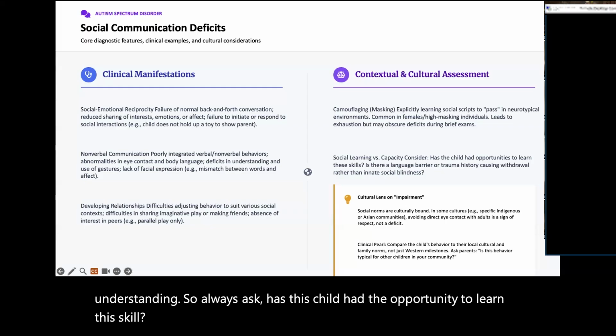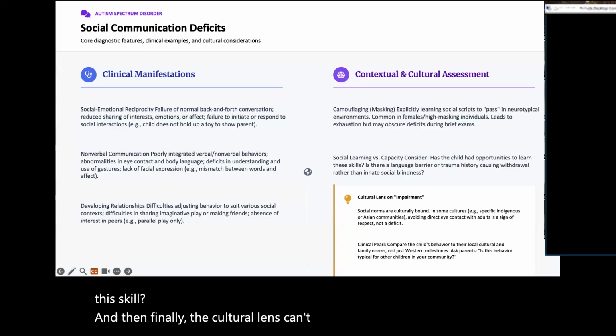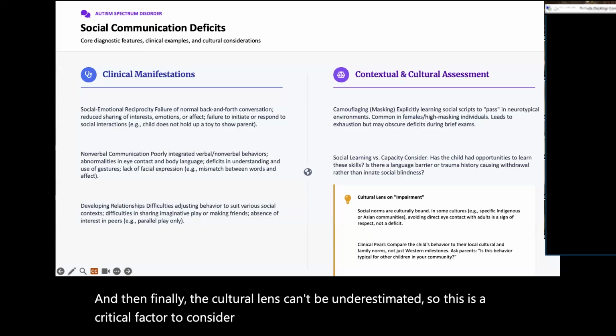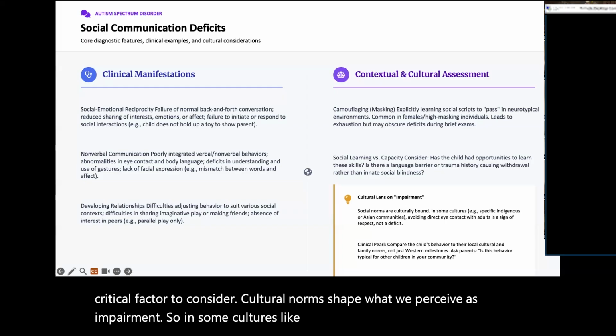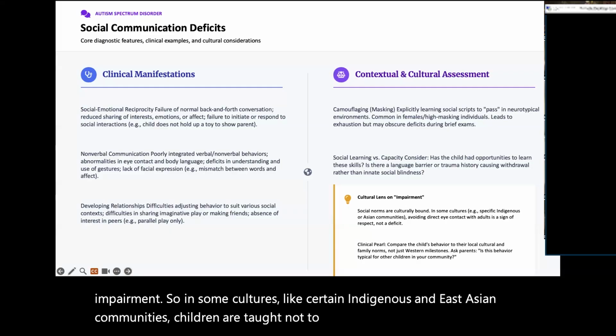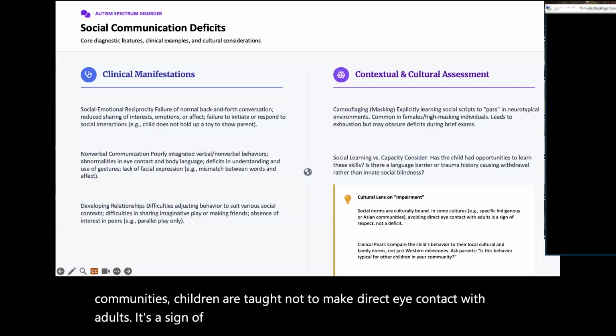And then finally, the cultural lens can't be underestimated. So this is a critical factor to consider. Cultural norms shape what we perceive as impairment. So in some cultures, like certain indigenous and East Asian communities, children are taught not to make direct eye contact with adults. It's a sign of respect, not pathology. So if we apply Western norms blindly, we're going to overdiagnose.